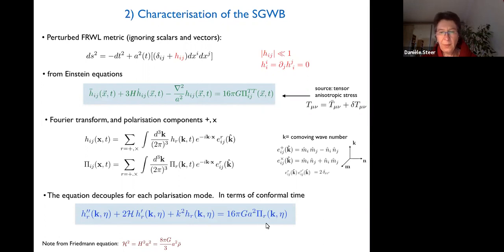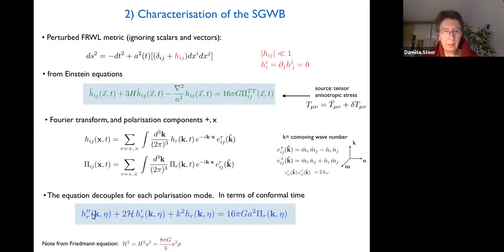Now, one thing which I may end up doing later is to replace the factor of a squared here using the Friedmann equation. It turns out to be quite useful sometimes. I just remind you that if you take the Friedmann equation and you multiply it by a squared, you get an equation for the conformal Hubble factor, so script H squared, which is given by rho bar. So this factor of a squared is sometimes replaced by H squared over rho bar. So it's something I end up doing a bit later on.